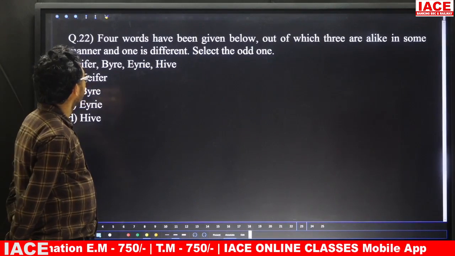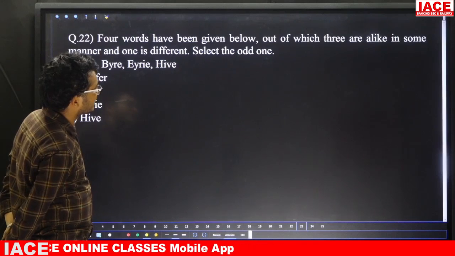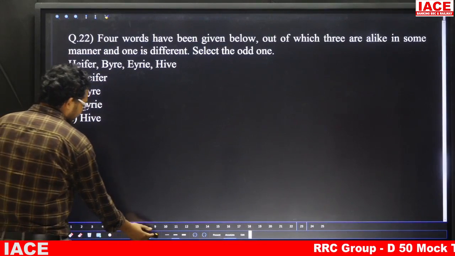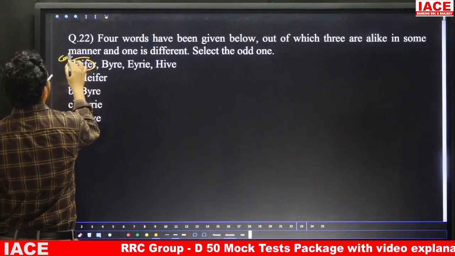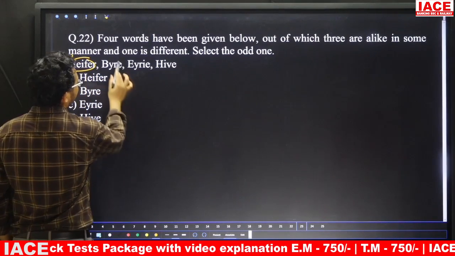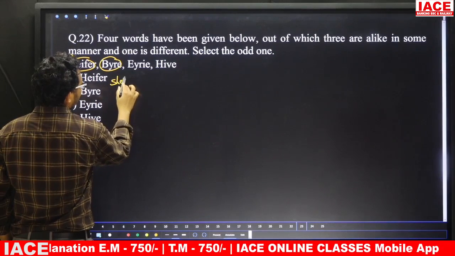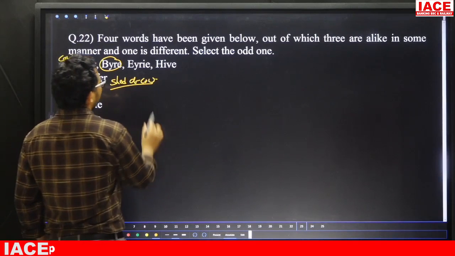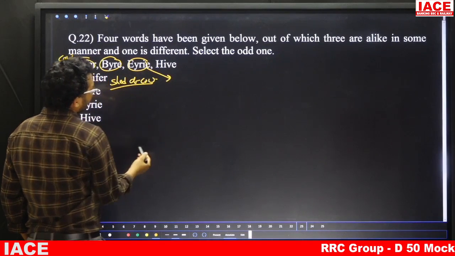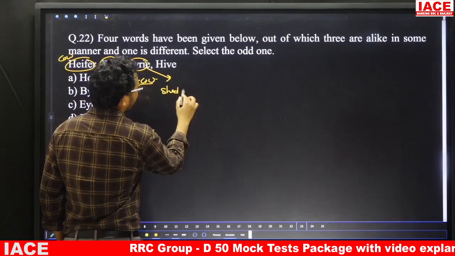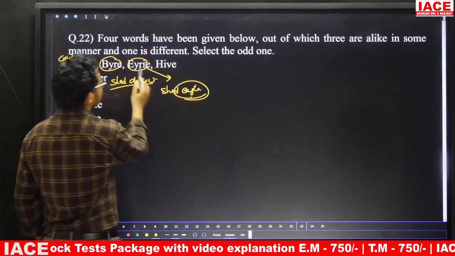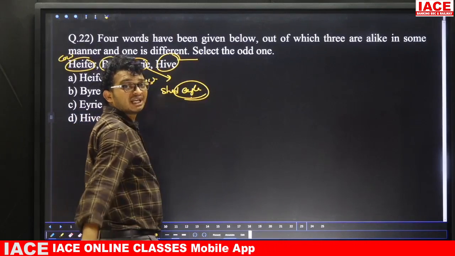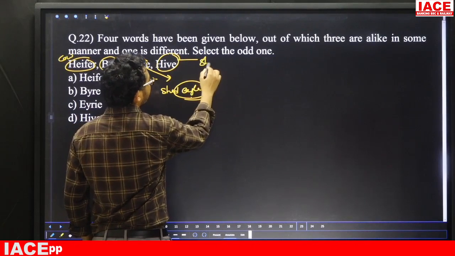Question number 22. Four words have been given, out of which three are alike in some manner, one is different. Which one is different? First one, heifer. What is the meaning of heifer? Cow. Next, dairy. Here, cow shed, shed of the cow. Next, eyrie. It is the shed of an eagle, where an eagle lives. Next, hive. Group of people together, otherwise the shed of bees.